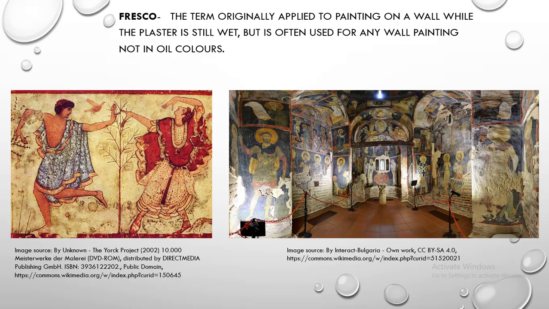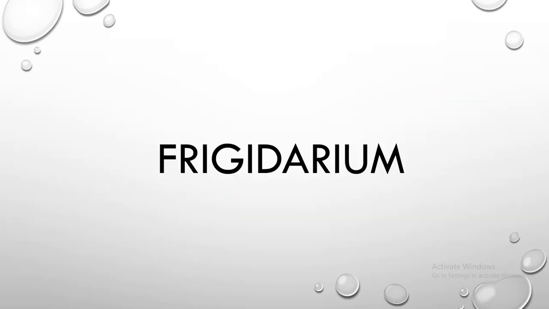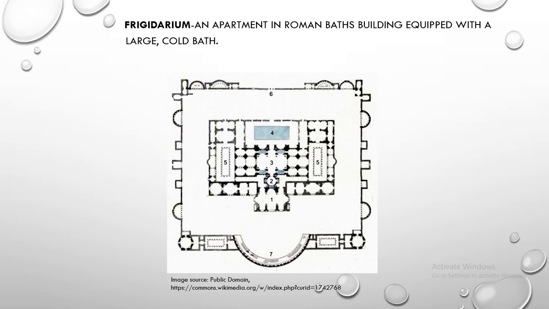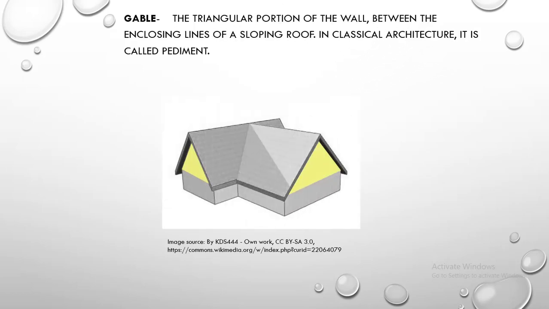Fresco. Fresco is the term originally applied to painting on a wall while the plaster is still wet, but is often used for any wall painting not in oil colors. Frigidarium. Frigidarium is an apartment in Roman baths building equipped with a large, cold bath. Gable. Gable is the triangular portion of the wall, between the enclosing lines of a sloping roof. In classical architecture, it is called pediment.